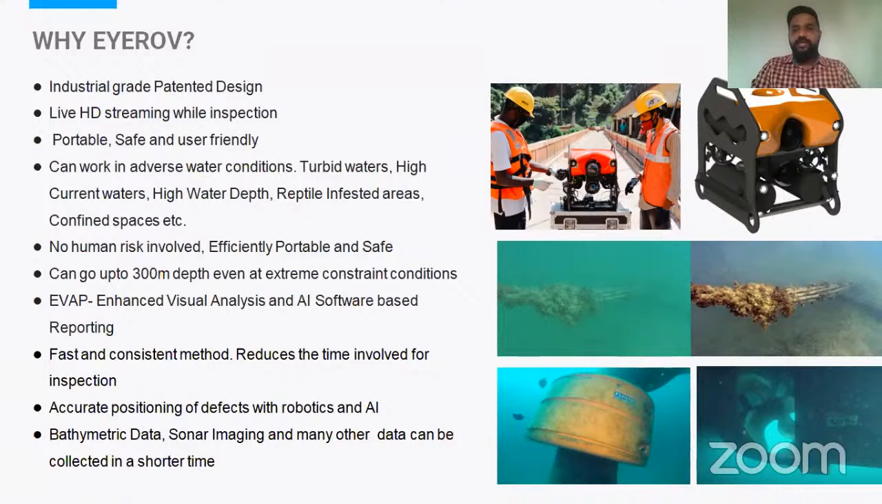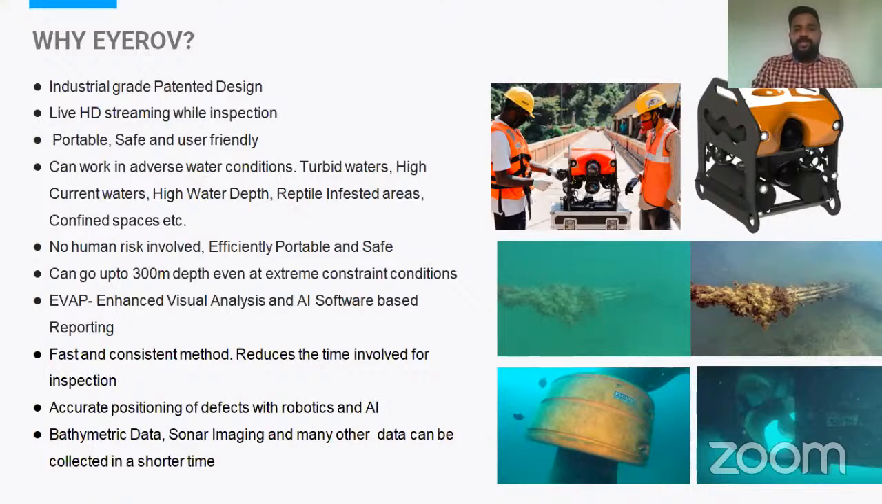Our ROV is like 50 centimeter into 50 centimeter into 50 centimeter. So the size is very confined. It can go in very confined spaces, and the maneuverability is very high. It can cover areas, and it has a speed of 2 knots. All those things are the advantages of IROV Tuna.